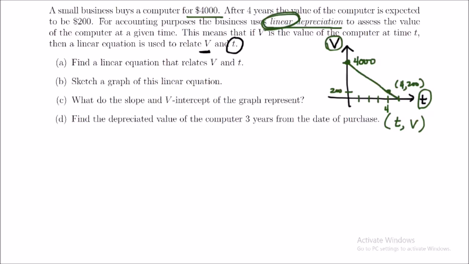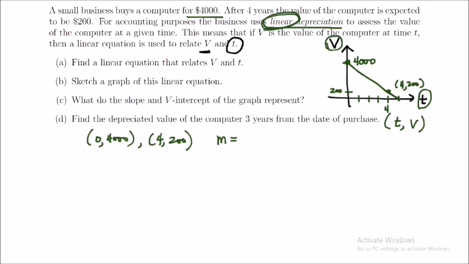Now let's look at part A. We want to find a linear equation that relates V and T. Well, we've come up with 2 points already, right? The first point is (0, 4,000), and the second point is (4, 200). We can actually find a slope between those 2 points, and once we have the slope, we can use either one of those 2 points to come up with an equation using the point-slope form.